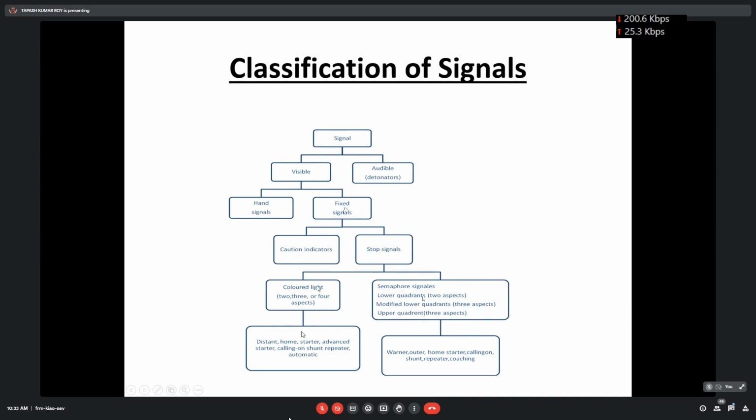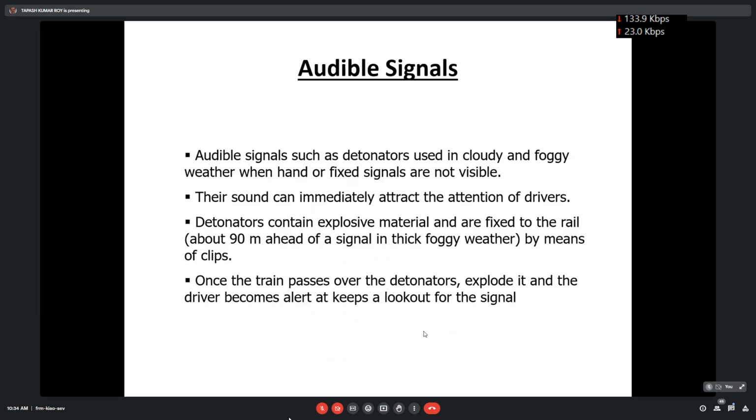And in the colored light signal, there are home, distant, starter, and advanced starter, calling on, shunt, repeater, and automatic. Then there are the warner, outer home signal, calling on signal, shunt, repeater, and crossing signal. So these are the different classifications of the signals.